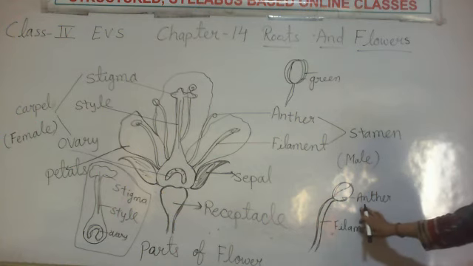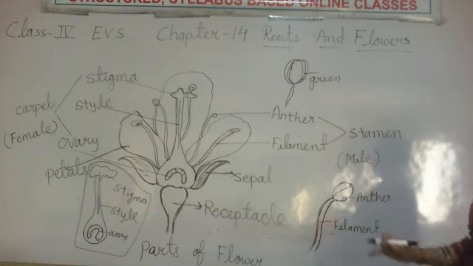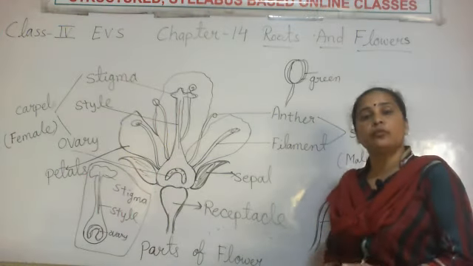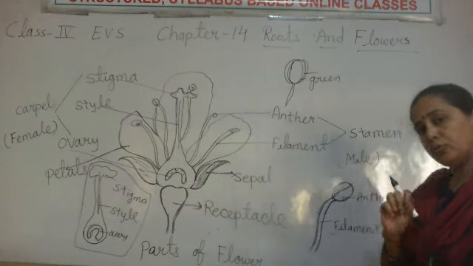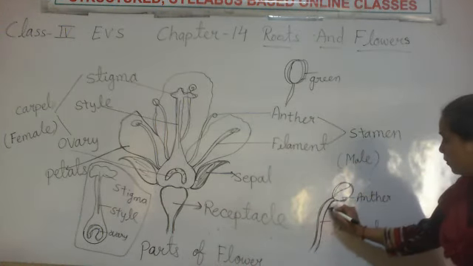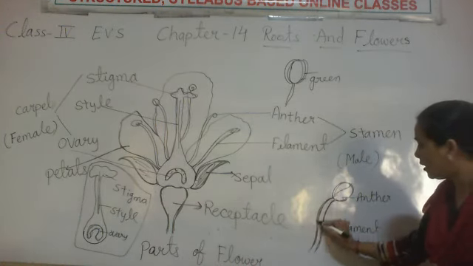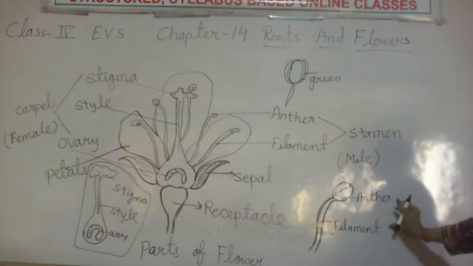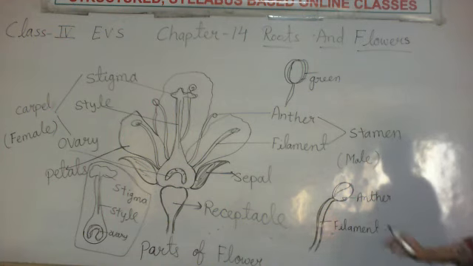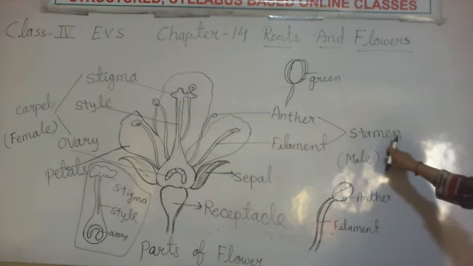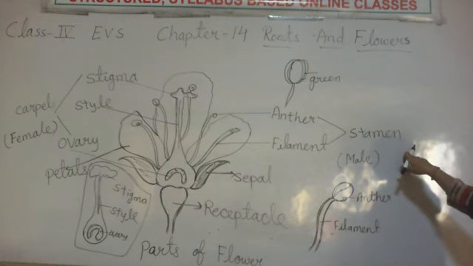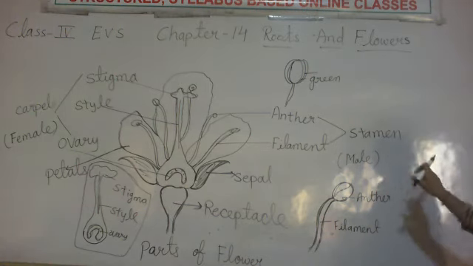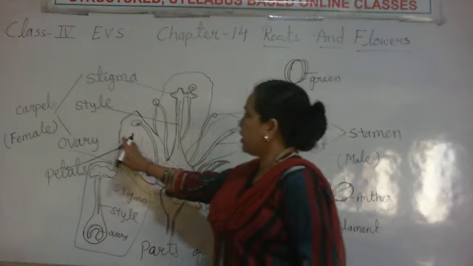In the flower, their color is different. If you see the flower of hibiscus, you will find the color of the filament and anther is yellow. Clear? Now anther and filament is the part of stamen, and what is the stamen? Stamen is the male part of flower. Clear? After that, come here.